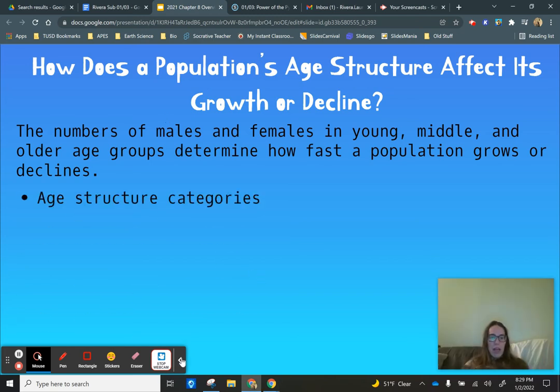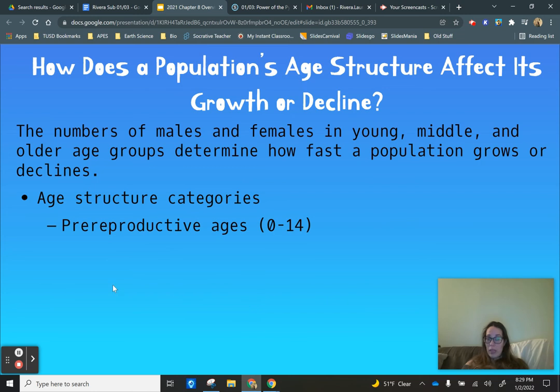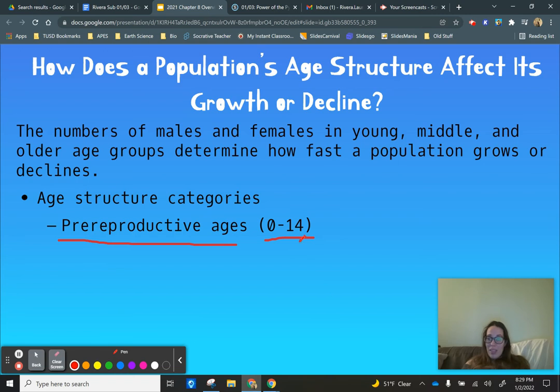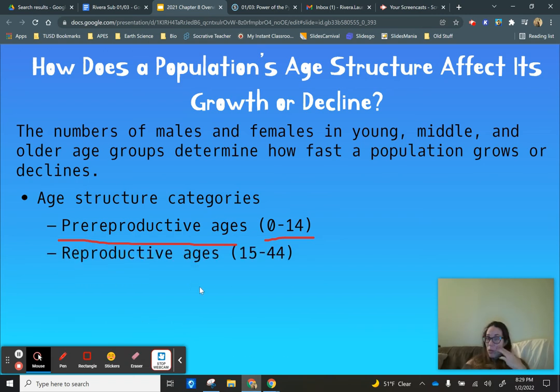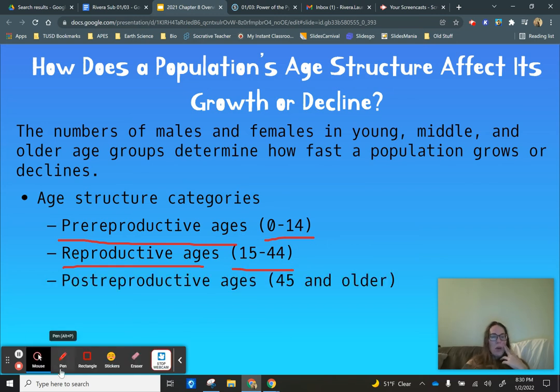We have what's known as pre-reproductive, and these are good words to know. A pre-reproductive person is someone that falls between the age of 0 and 14, meaning they're too young to reproduce. You then have reproductive ages, even though, yes, this is where both you and I fall. Please don't start reproducing. But anyone between the age of 15 and 44 is considered reproductive. And then you have post reproductive. So know these three age groups. These are our youngest, middle, and oldest.